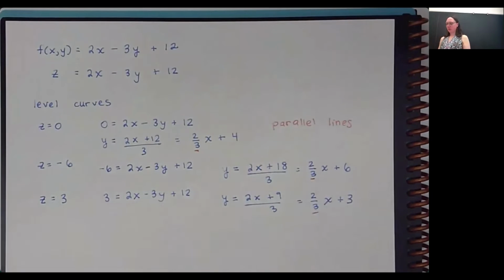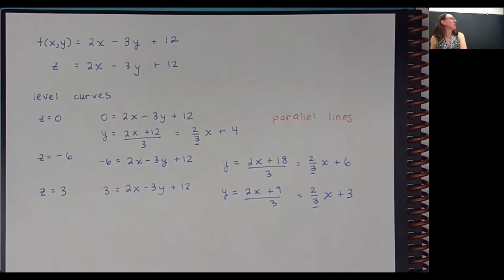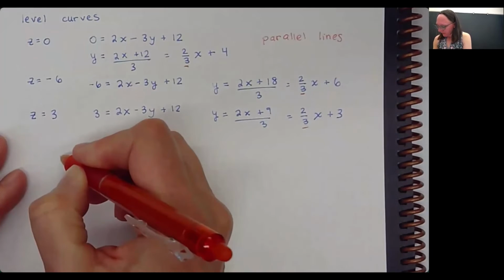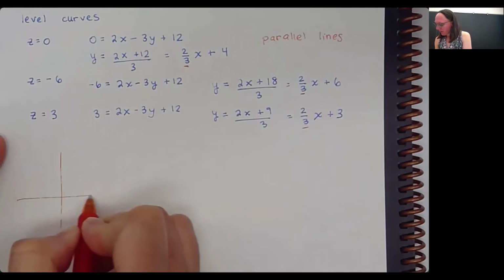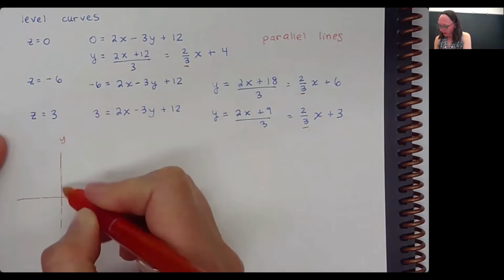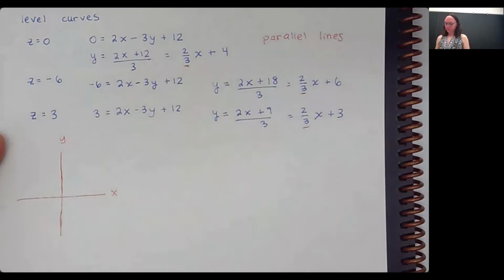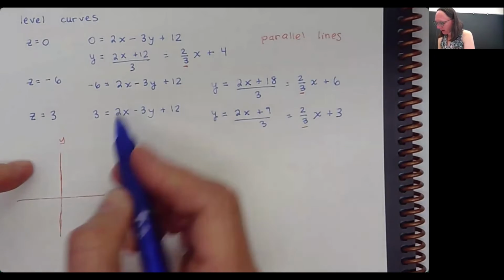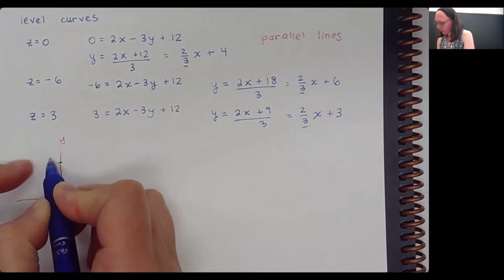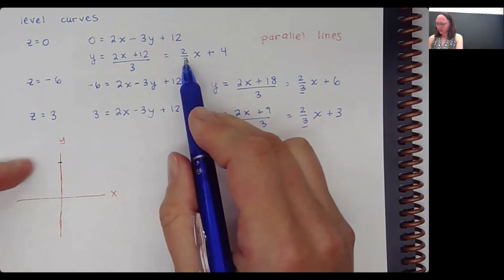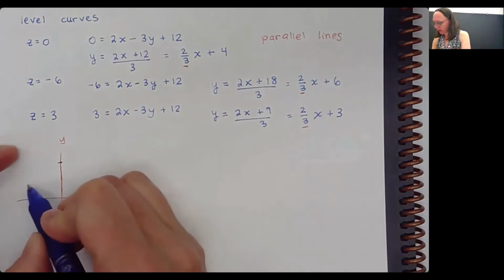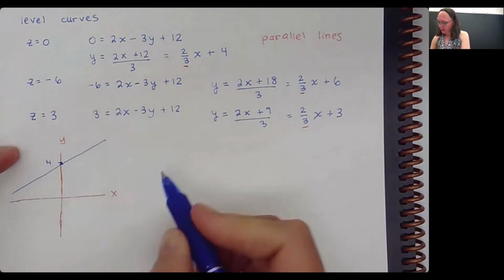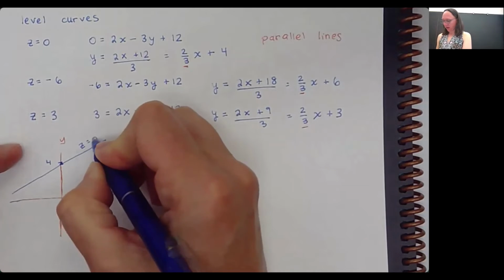If I were graphing those level curves as a 2-dimensional picture, I can get these going in the XY plane. At Z equals 0, I've got an intercept of 4 and a slope of 2/3. So something like this. Up 4. And that was happening at Z equals 0.